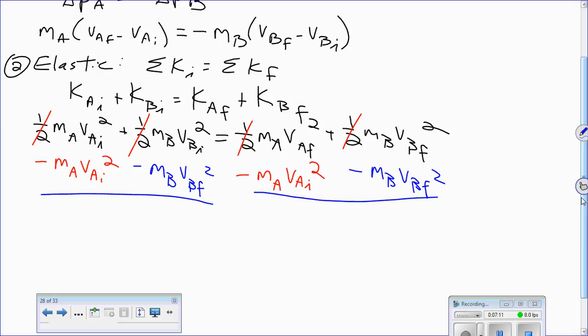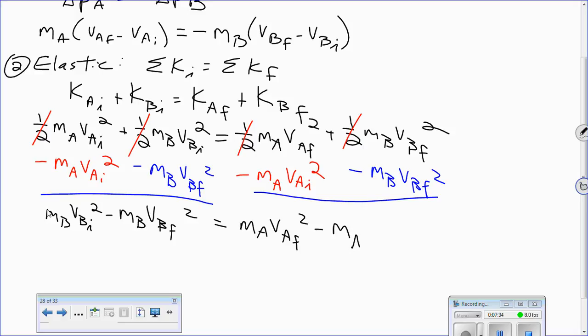Okay, so these cancel out. On my left side, I'm going to have the mass of B times the velocity of B initially squared minus the mass of B times the velocity of B final squared equals, on the other side, my B's cancel out, and I'm left with the mass of A times the velocity of A final squared minus the mass of A times the velocity of A initial squared.